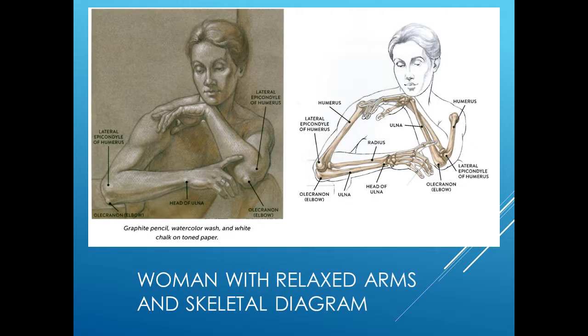Here's an image of a woman with relaxed arms and the corresponding skeletal diagram. And here again, remember we're also talking about surface landmarks, and that's why we're doing this. These are landmarks you should remember because as a 3D artist or an illustrator, they are important to remember. So the lateral epicondyle, the olecranon, the head of the ulna, remember on the pinky side there, the olecranon of the elbow, the lateral epicondyle, and then the same landmarks here showing the skeleton.